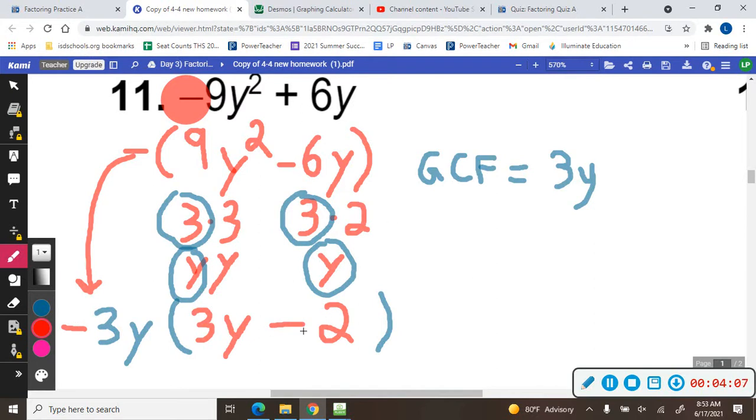So this is factored. Now I know it's factored because there's nothing else that goes into 3y.